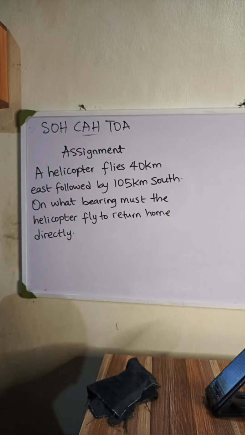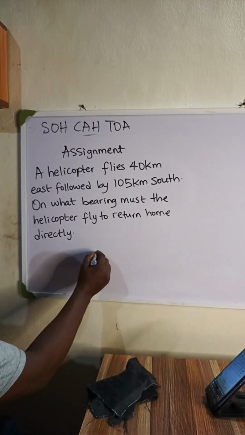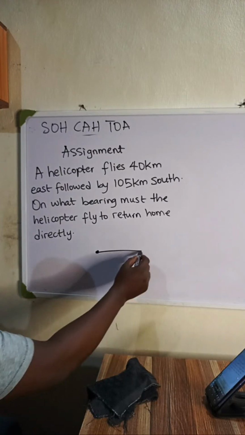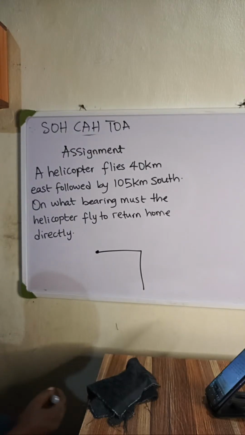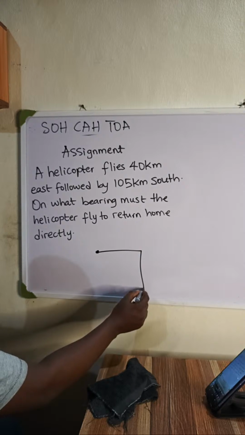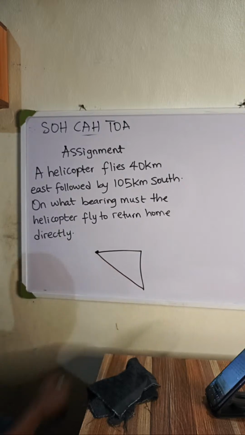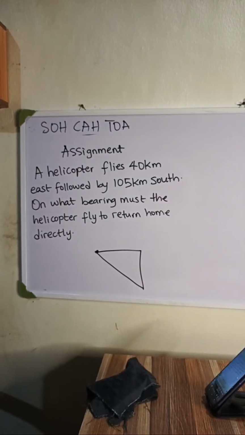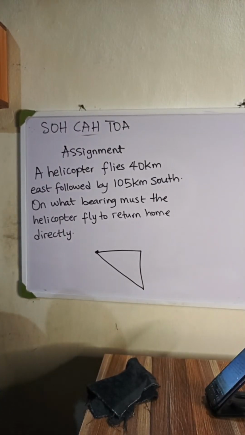It flies east. What you just need to know is if it is here, east is this way. That's the most important thing, and then it goes down south. So they are now asking you what bearing will it travel to get straight back here. That's what they're asking you guys.